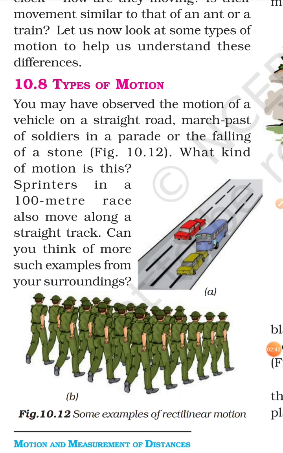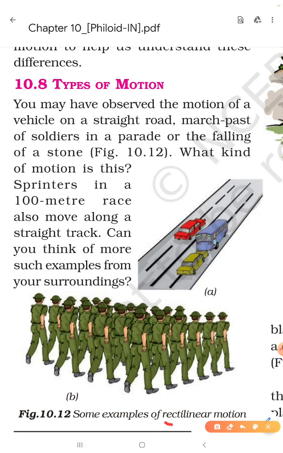And now, when we know about rest and motion, we will discuss the types of motion. There are different types of motion, so the main three types of motion are here. Number one, rectilinear motion. You can see here this motion is a rectilinear motion. Number two is circular motion, and number three is periodic motion. At first, let us discuss rectilinear motion. What does it mean?